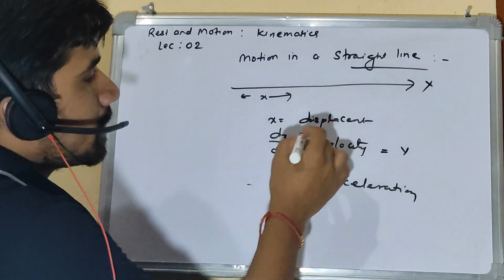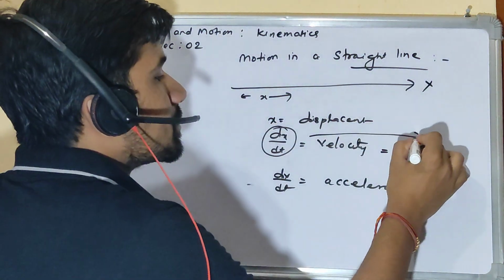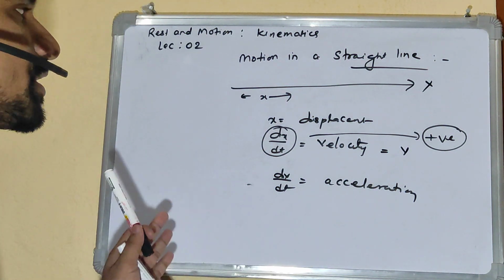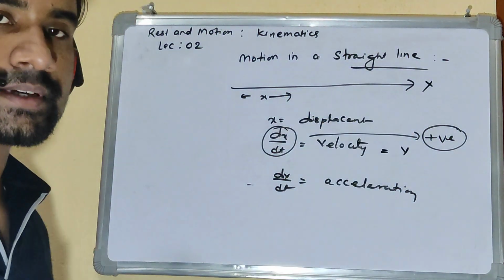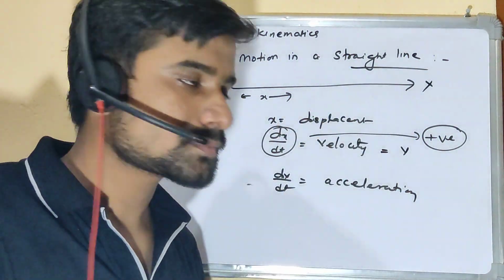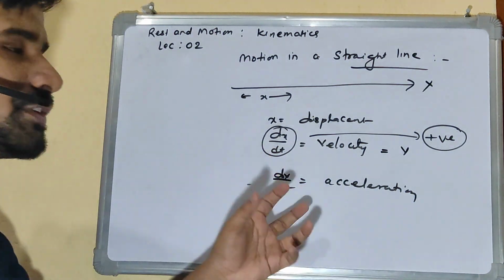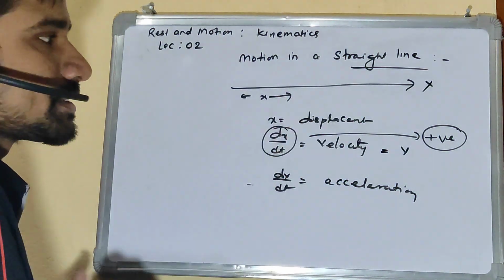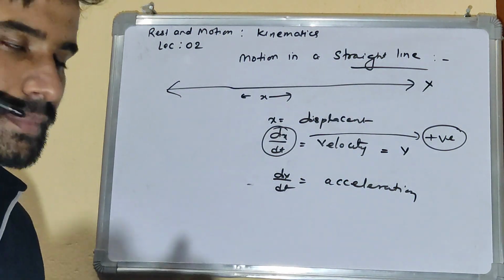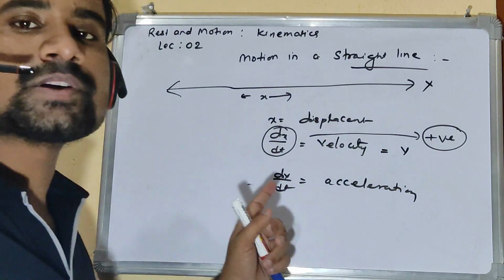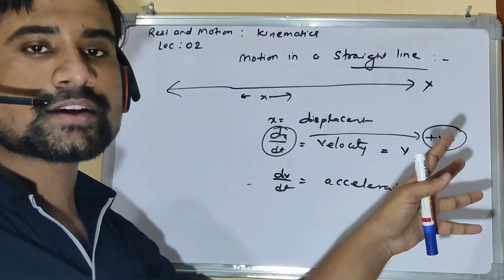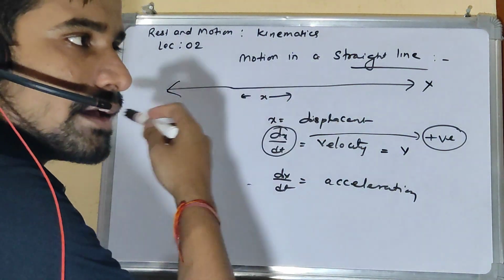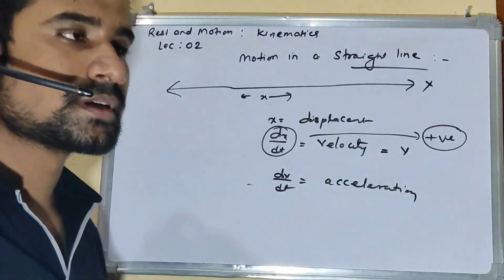Now if dx by dt comes positive, this basically means the object is traveling along the positive x-axis, because the change is positive. If dx by dt is negative, which means negative velocity, it means the object is traveling to the left of the x-axis, in this direction. Similar for dv by dt. If dv by dt is positive, the object is traveling towards the right with positive acceleration. If dv by dt is negative, it means the object is traveling towards the left with negative acceleration. Correct. Okay.